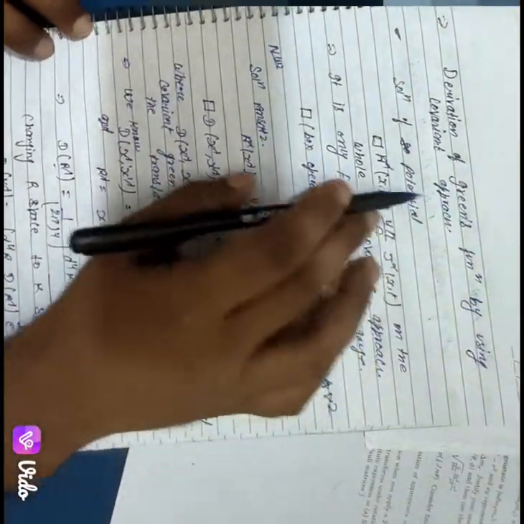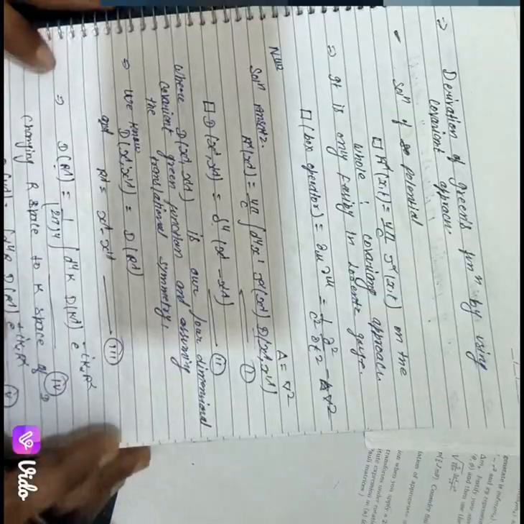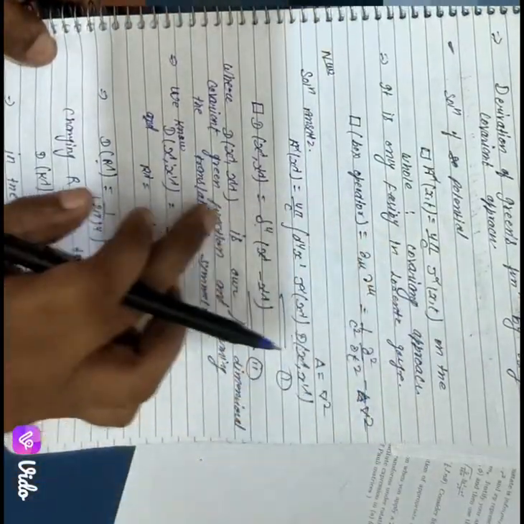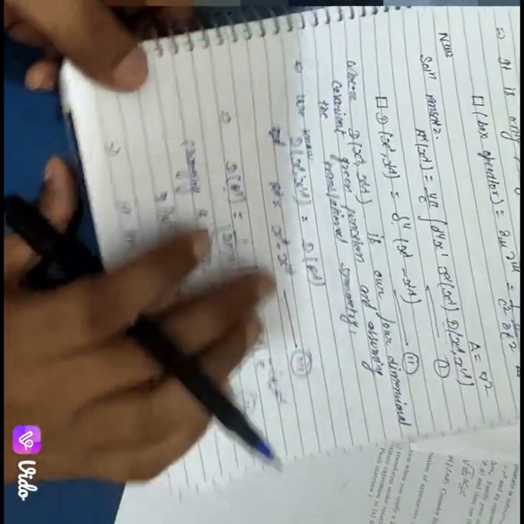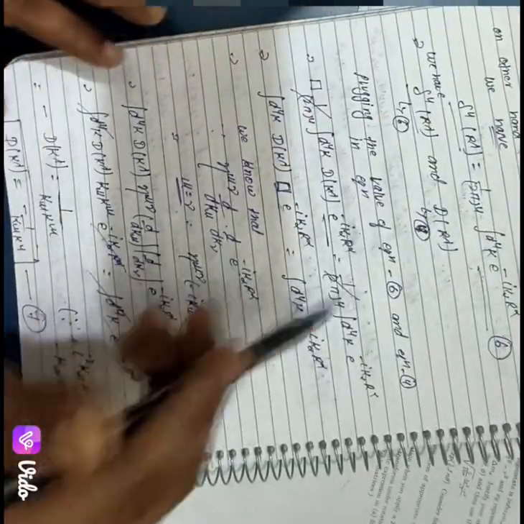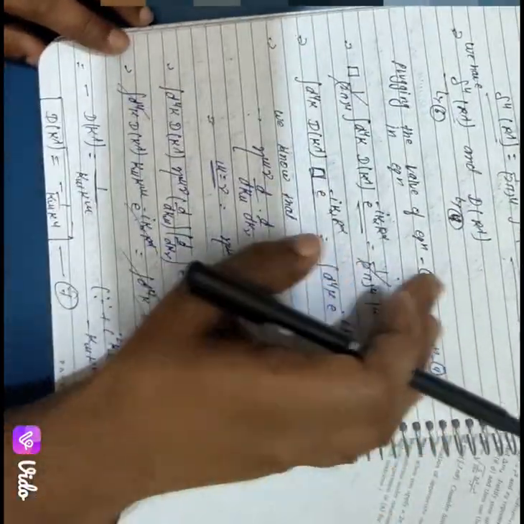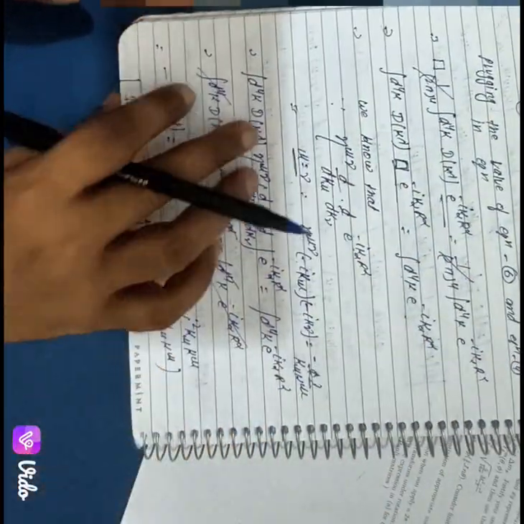So this is our derivation of the Green function by using the covariant approach, and proceed further. Then this is our equation taken after that proceeding.